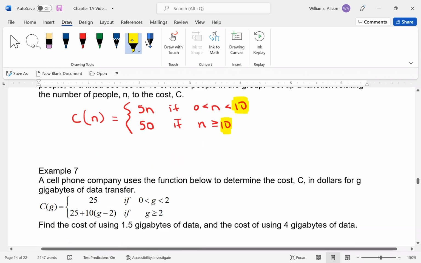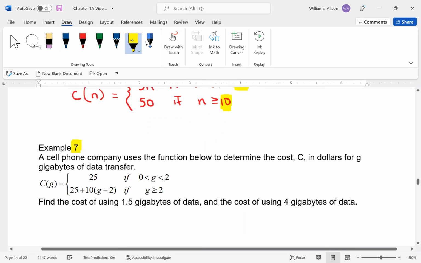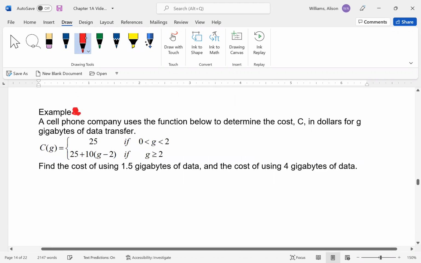Okay, let's look at the next example. I don't know why there's a number 7 there. Sorry about that. Just squiggle it out. It wasn't supposed to be there. I don't want to label these because I wasn't following that.